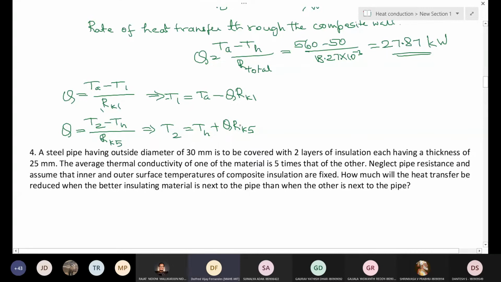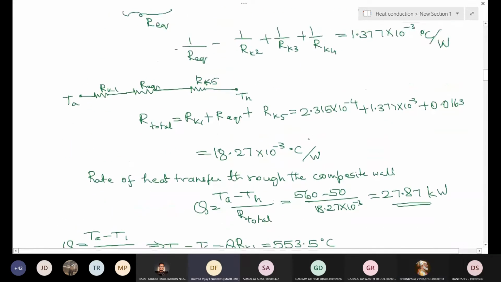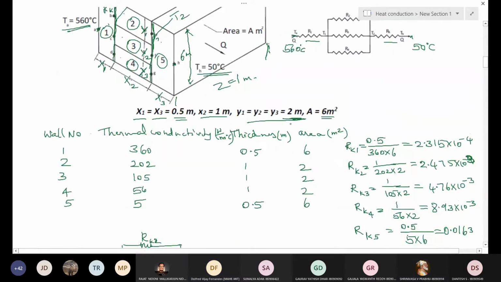So what is the temperature T1? Is it 553.55? Yes, sir, 553.54. And this one is 515 degrees. Then one more part I have added to that question.